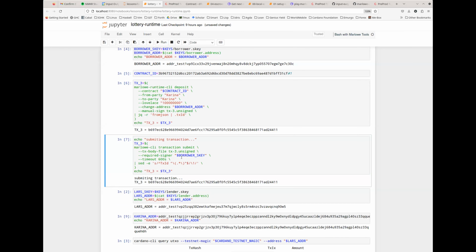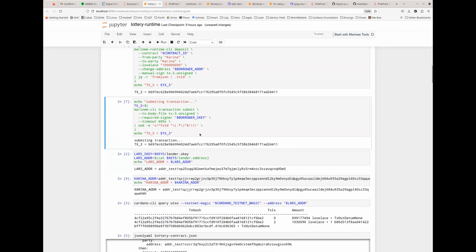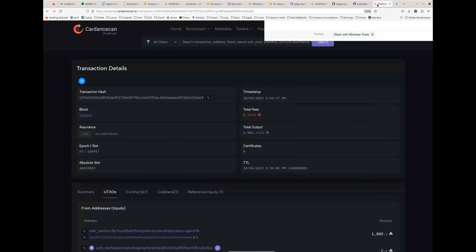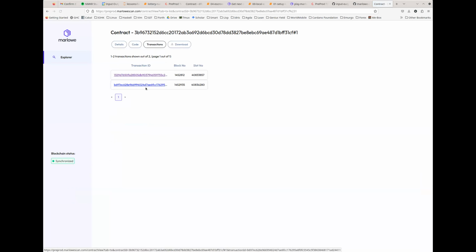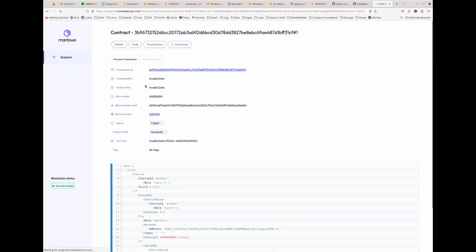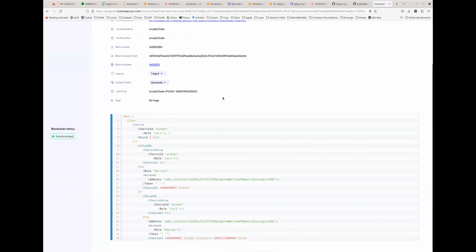Okay. Now I can hopefully check here if we look at transactions. Right, now there's the second one. The one I submitted just now in Karina's name. And now the contract has reduced further. So now it's time for the choice. So I must make my choice.